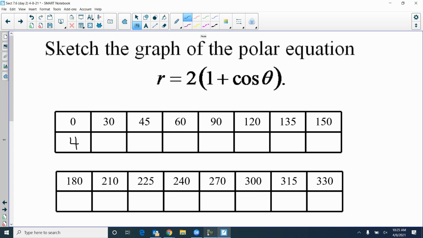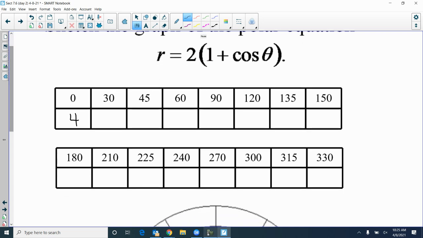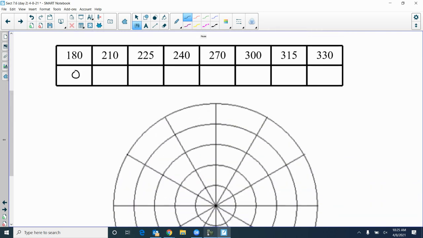Tyler, you done? All right, what do you got for 30? 3.7. Okay, 45? 3.4. Okay, keep going. 3, 2, 1, 0.6, 0.3, 0. All right, let's just plot those to begin with to see what's going on.